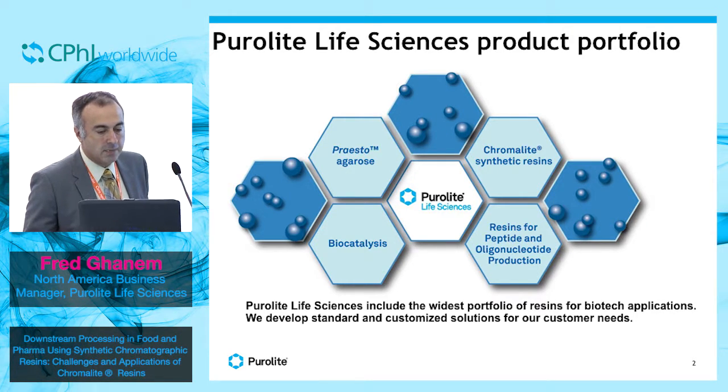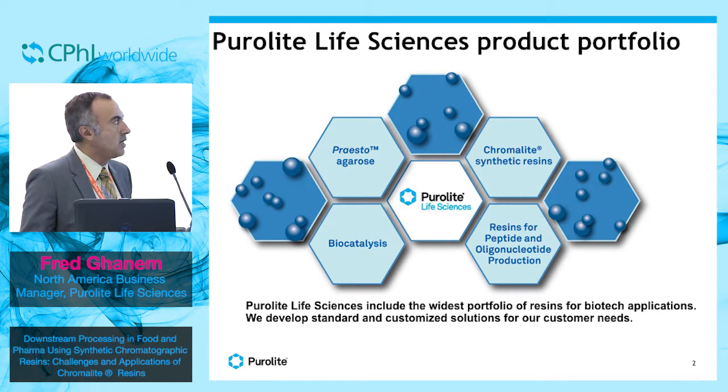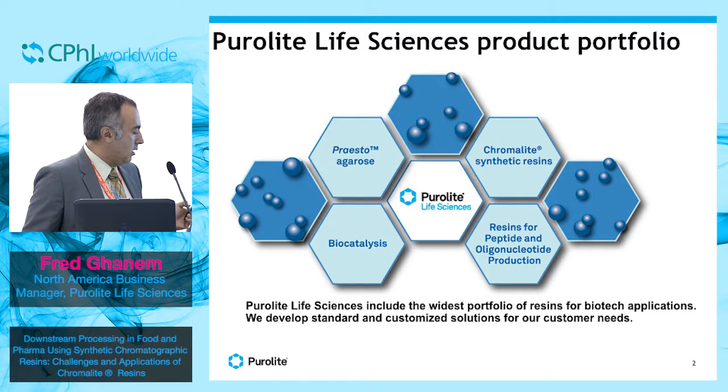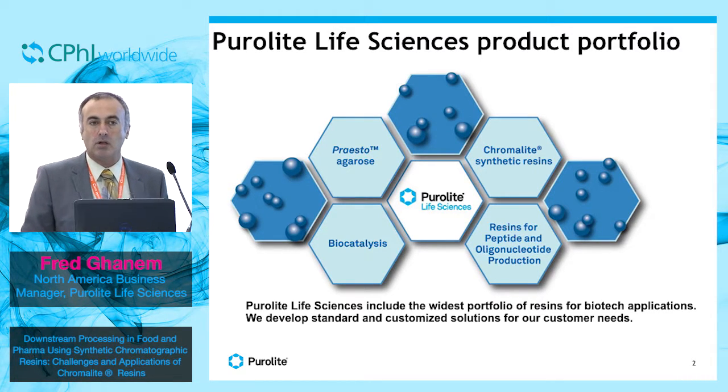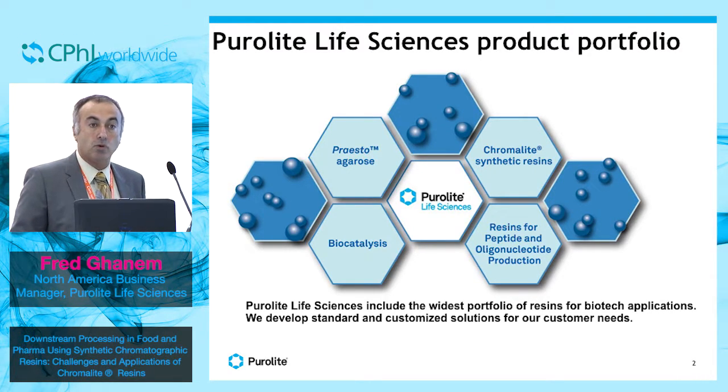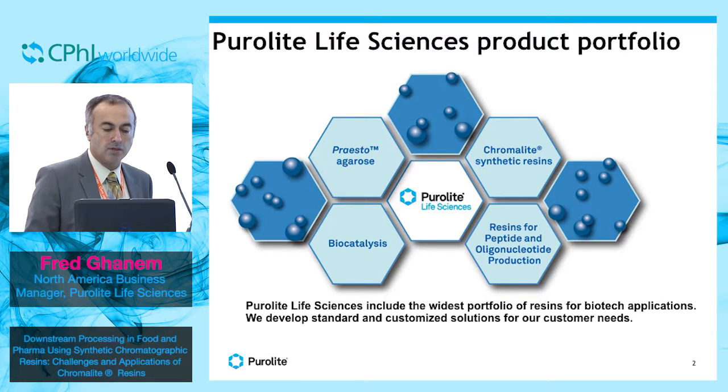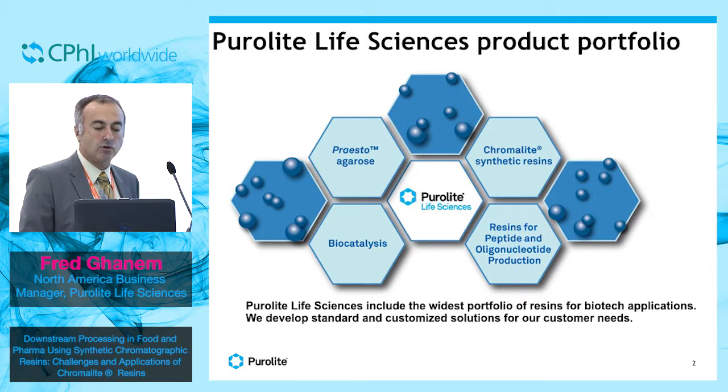So this explains some of the Purolite Life Science product line they have. They have the Praesto agarose. This is mainly for large molecular weight protein separation and antibody purification, such as protein A, affinity chromatography, cation, anion exchange resins, and so on. And it's based again on agarose.